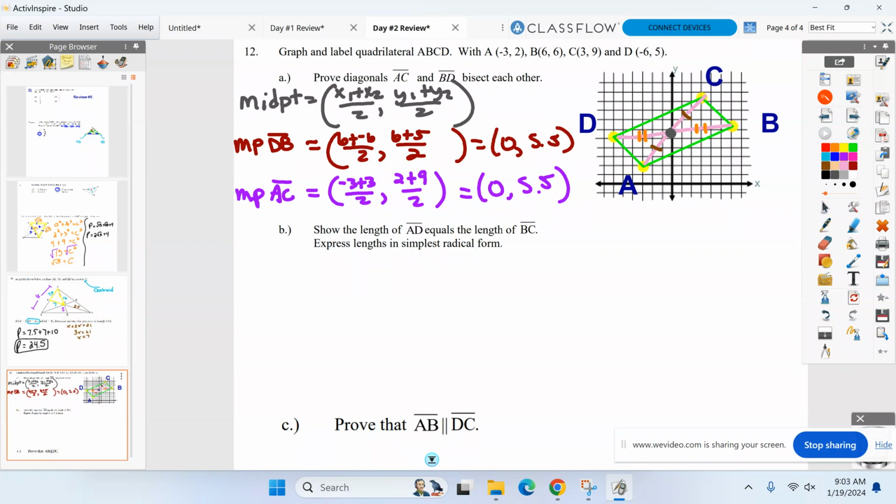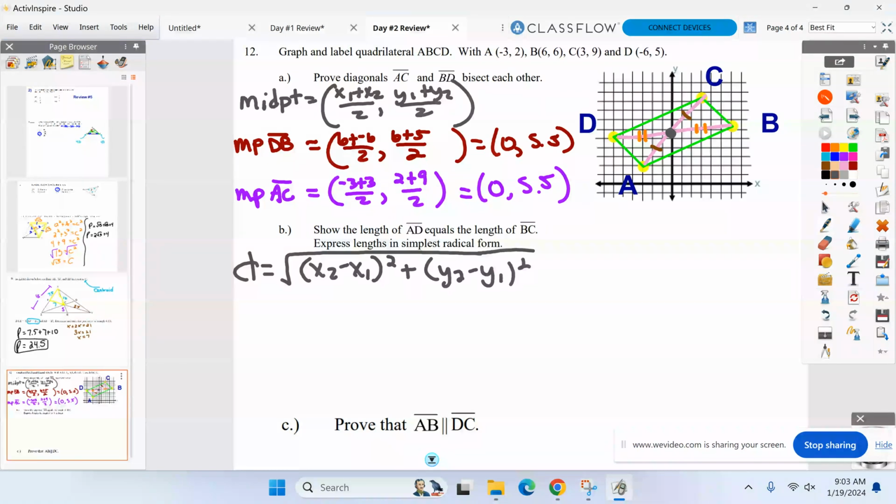Okay, part B. Show AD and BC have the same lengths in simplest radical form. What formula we're going to need now? Distance formula, yes. All right, so one last time giving you that formula. Square root. The order of your x's does not matter what you subtract, and the order of the y's does not matter when you subtract. All you need to do is plug in your numbers and let your calculator do the work. Plug in your numbers, let the calculator do the work. So show me that AD and BC in simplest radical form are the same.